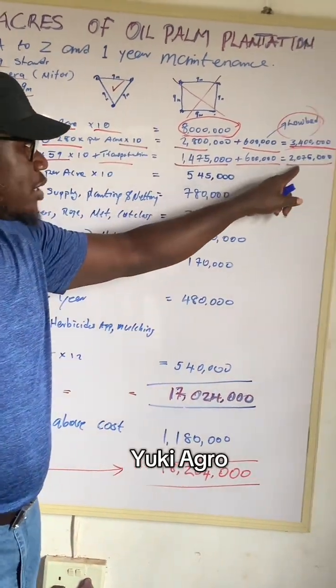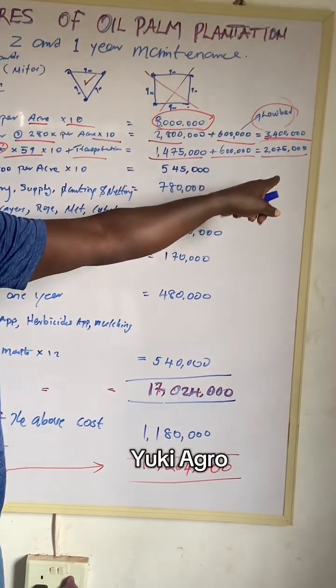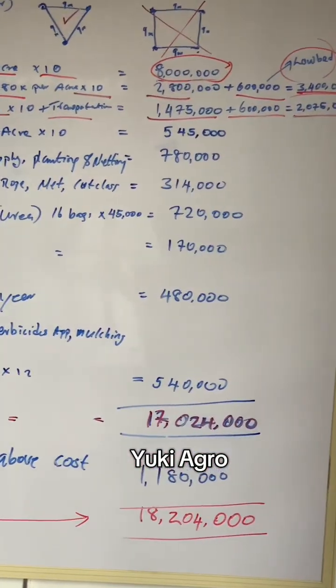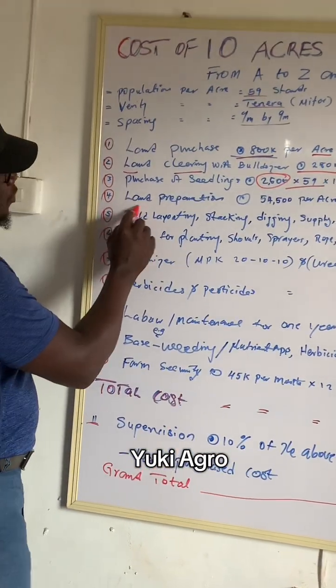That gives you 2,775,000 naira. Quickly, we go to land preparation. That's number 4 now. We're on land preparation.